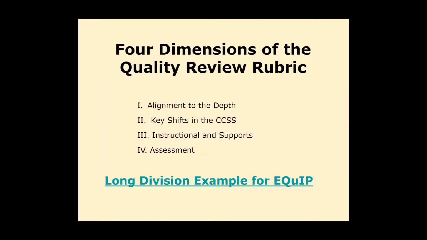So there's 4 dimensions of the quality review rubric. The first one is alignment to the depth. The second one is key shifts in the Common Core State Standards. The third one is instructional supports. And the fourth one is assessment. Let me show you what an empty EQuIP form looks like.